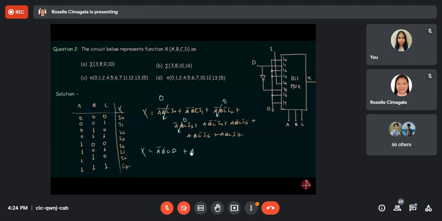So I will write it A B complement C complement, or I5 is D complement, so A B complement C D complement, or I6 is 0 and I7 is 0, so the last two min terms are also 0. Now let's see what we got. We got A complement B complement C D, A B complement C complement, A B complement C D complement.